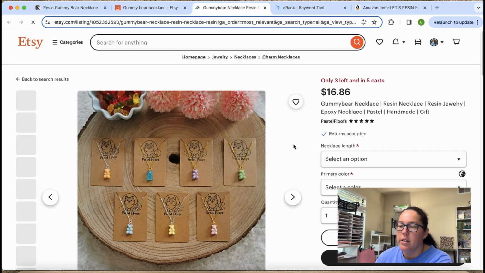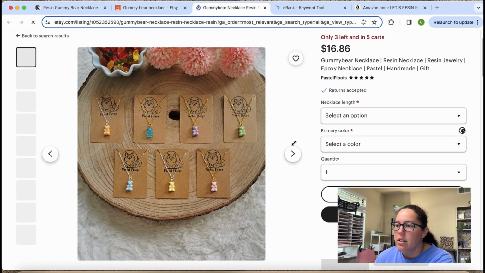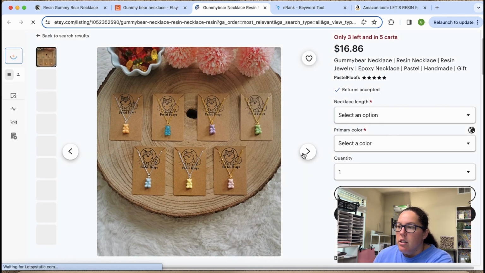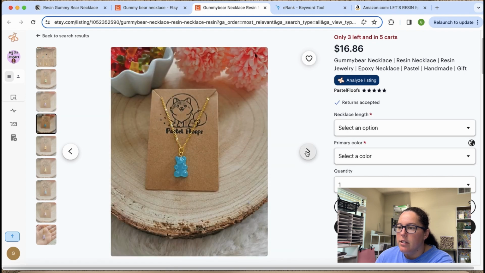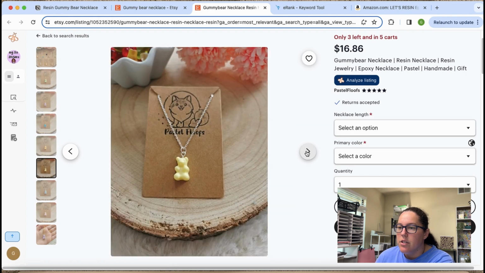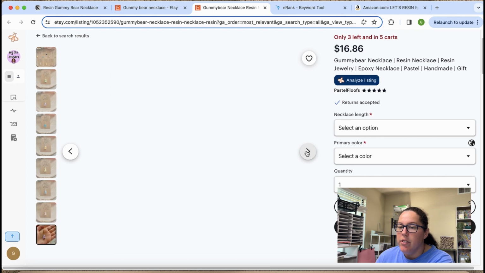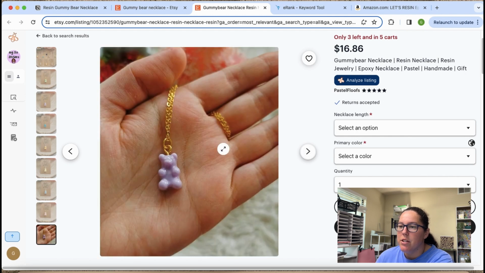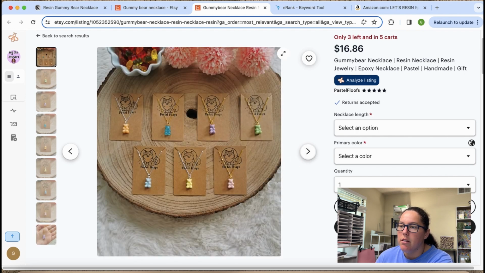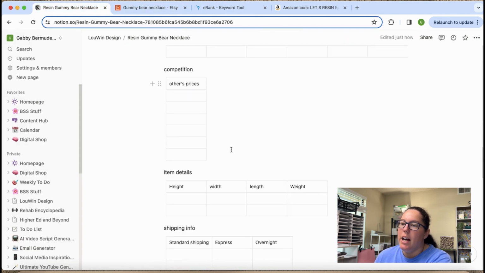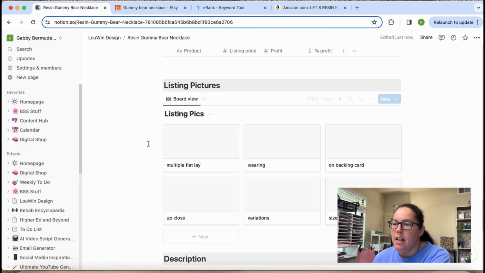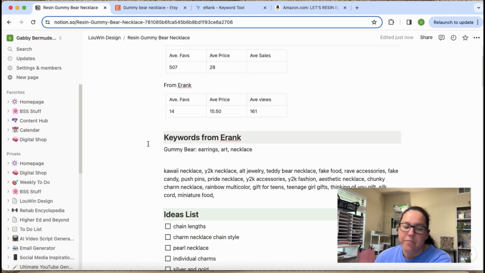Let's look at this one, because the other one wasn't so good. Yeah, length and then color. So all the different variations, and if you have different variations, that takes up those pictures. And then size comparison for that picture. So that's really good. So then we have our list of ideas and pictures that we can do.